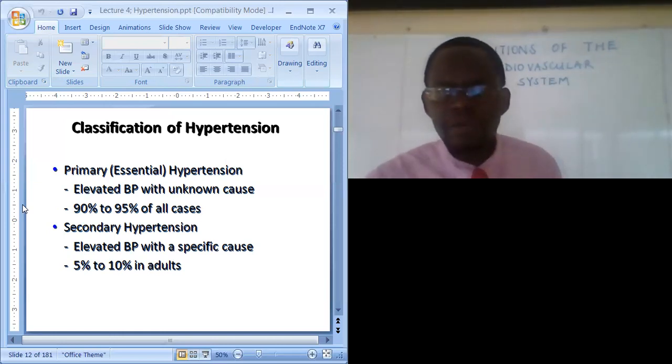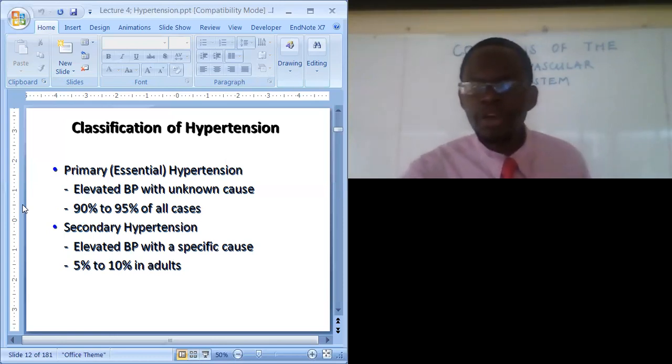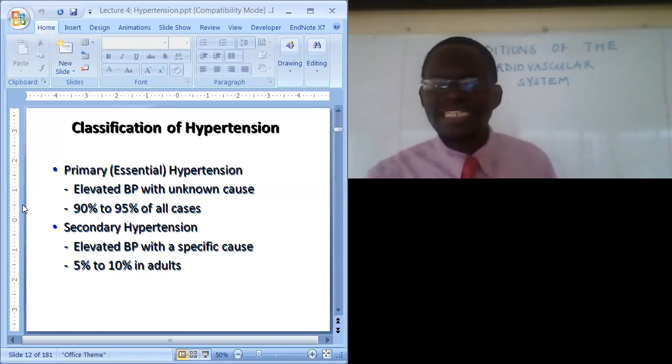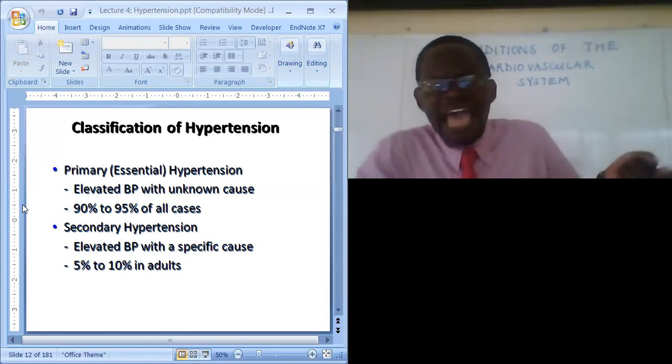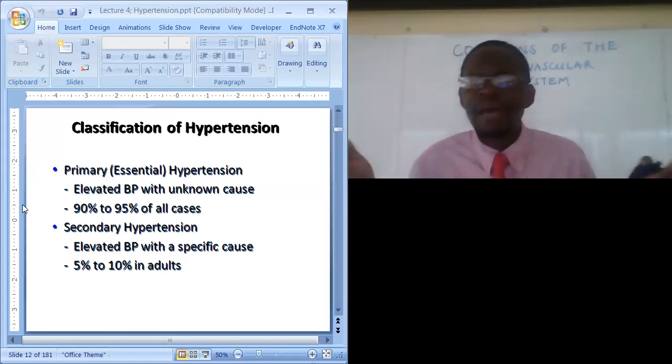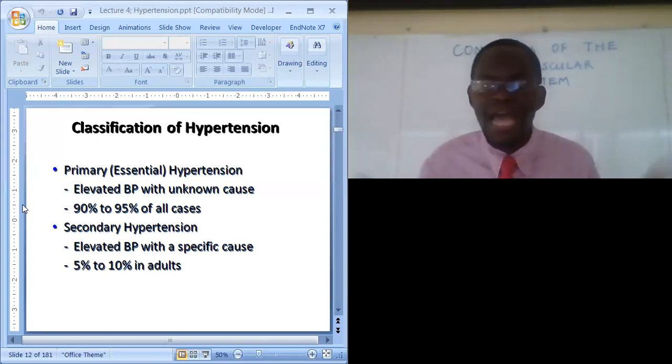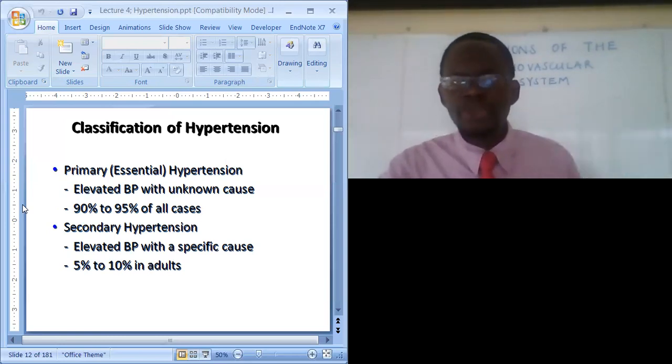Now, the other one is what we refer to as secondary hypertension. Here, blood pressure is elevated because of a specific cause. For example, someone can have kidney disease, problems with the pituitary gland, or problems with the adrenal gland. In secondary hypertension, there is a specific cause that can be pointed to, and once you treat that cause, then you can treat the hypertension.